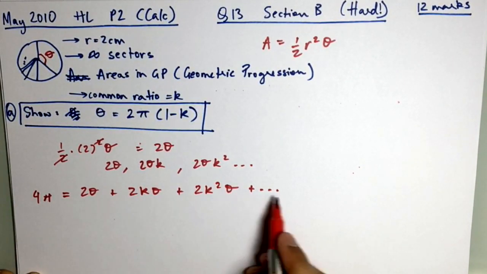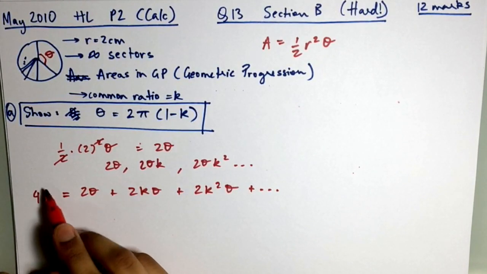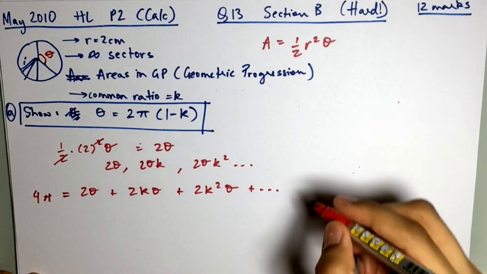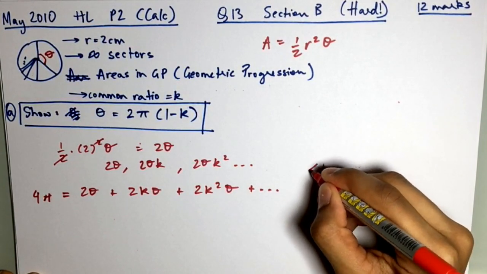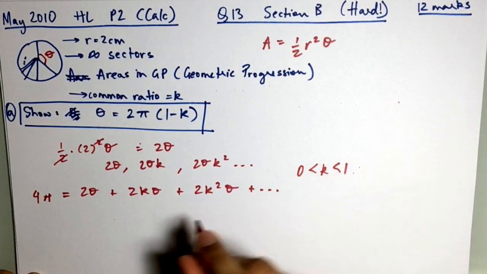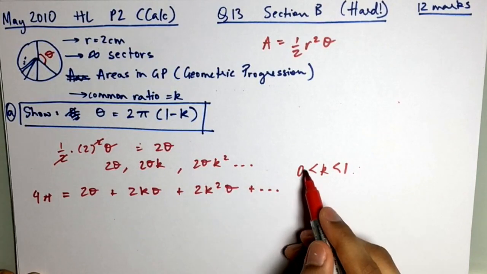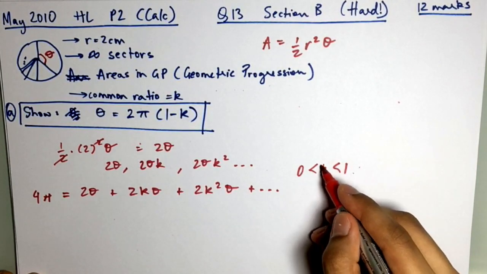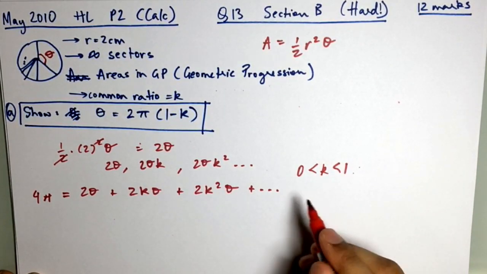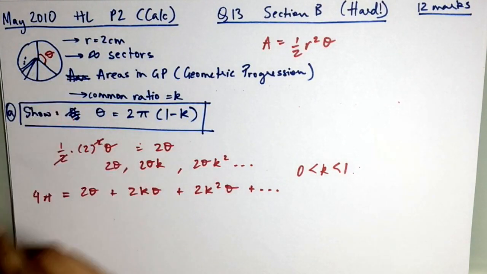And since we know that this geometric series converges to 4 pi, we know that k must be between 0 and 1 because a geometric series only converges when the common ratio satisfies this condition. Actually, the absolute value of k would be less than 1. But in our case, areas are never negative, so we don't consider the cases when k is negative.